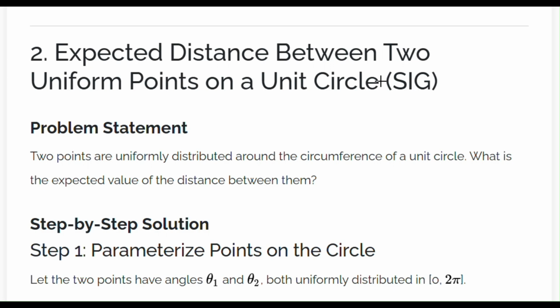Let's see another quant question from SIG. Two points are uniformly distributed around the circumference of a unit circle. What's the expected value of the distance between them?